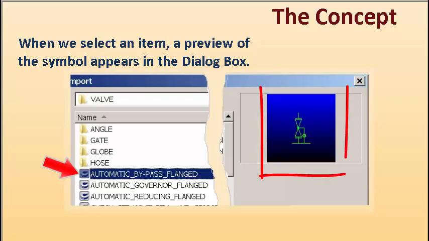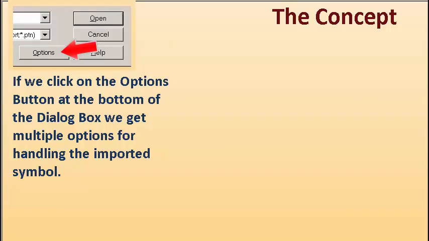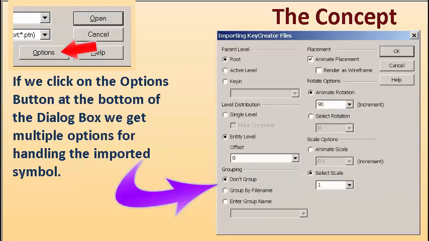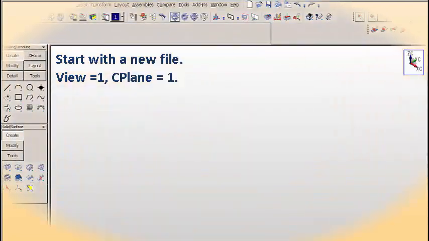When we select an item, a preview of the symbol appears in the dialog box. If we click on the Options button at the bottom of the dialog box, we get multiple options for handling the imported symbol. Things like animate placement and animate rotation are fantastic for working with the symbols.